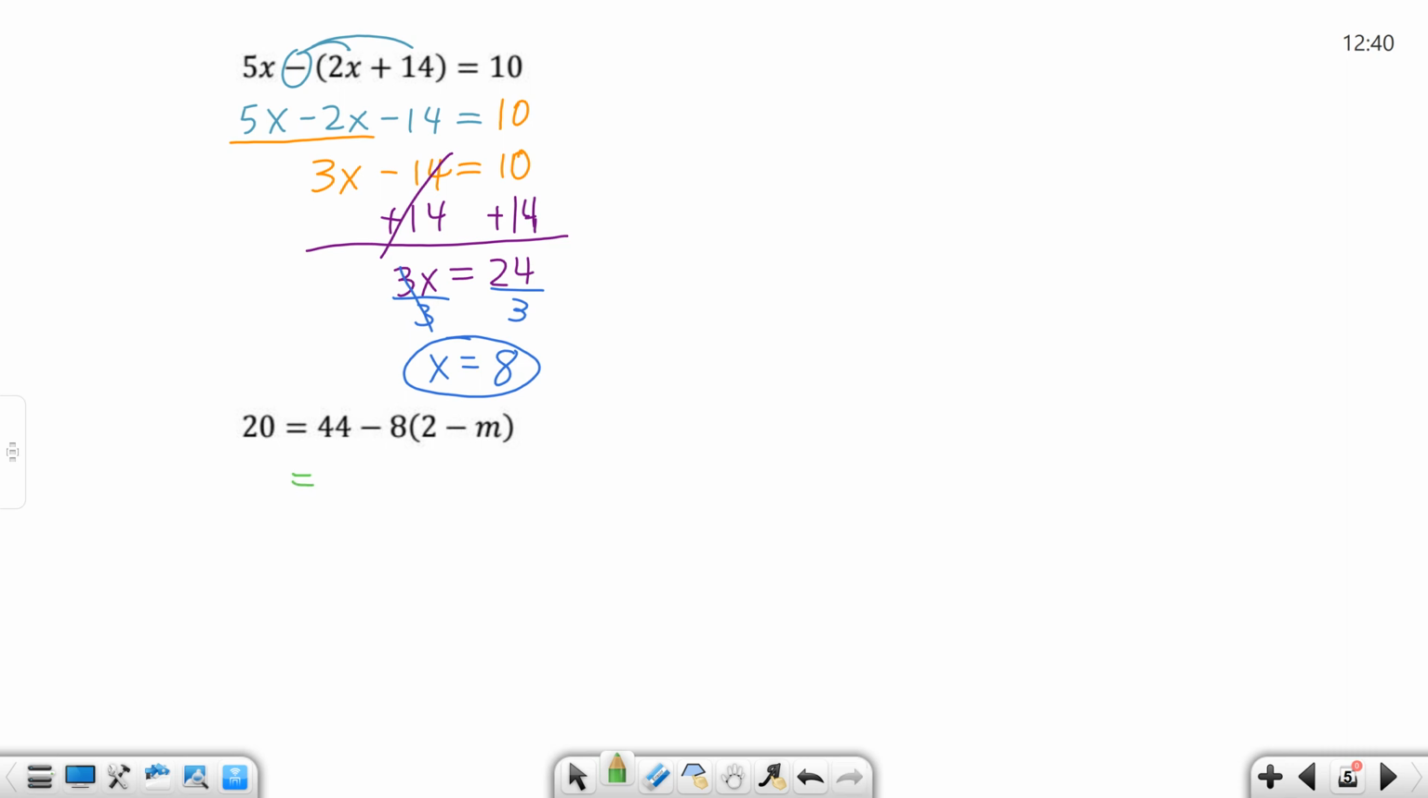I'm just going to start with my equal sign. And if you want to, you can bring your 20 down here. Okay, I just like to do one side at a time. The 20 doesn't need any work. I'm going to go to the right-hand side and work on it. So the first thing I'm going to do is take this negative 8 and distribute it.